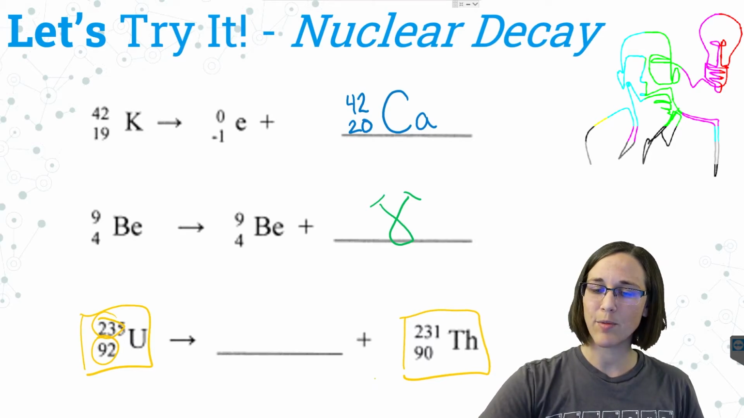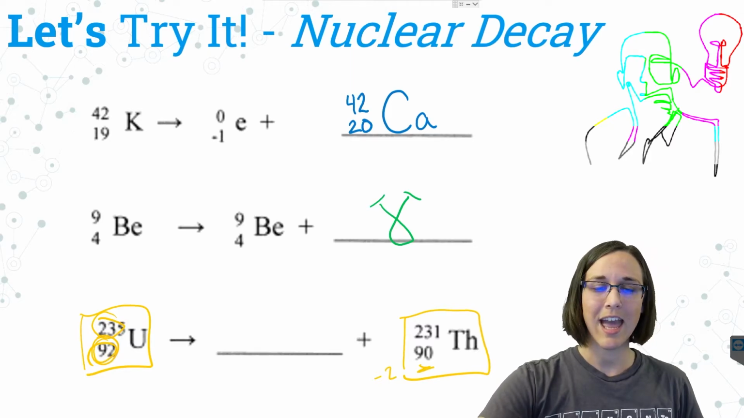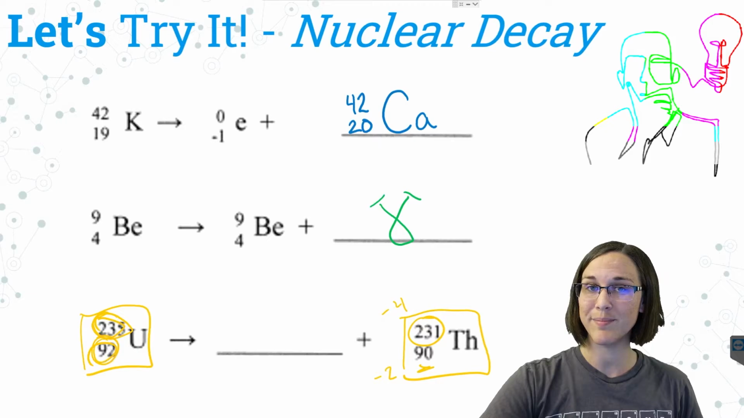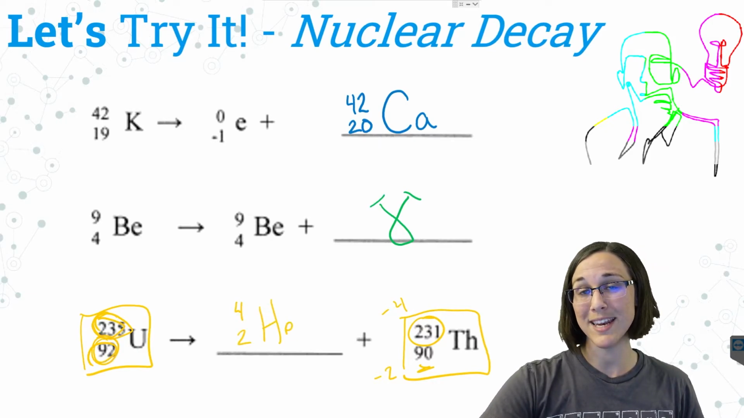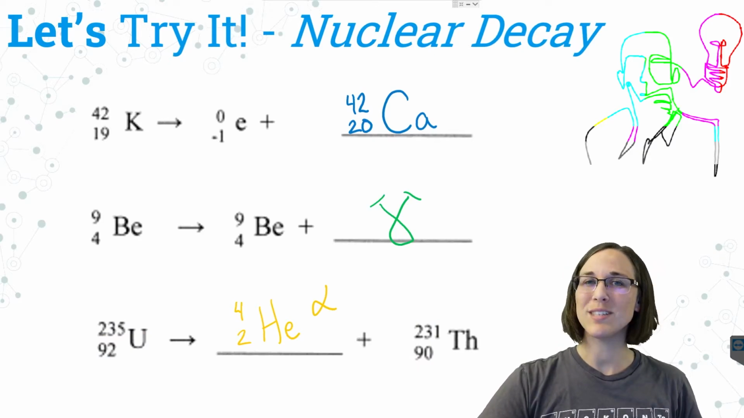That certainly looks like we lost 2 from the 92 over here to get 90 here, and we lost 4 from 235 to get to 231 over here. That certainly looks like a helium atom was emitted. In other words, alpha decay was the culprit here.